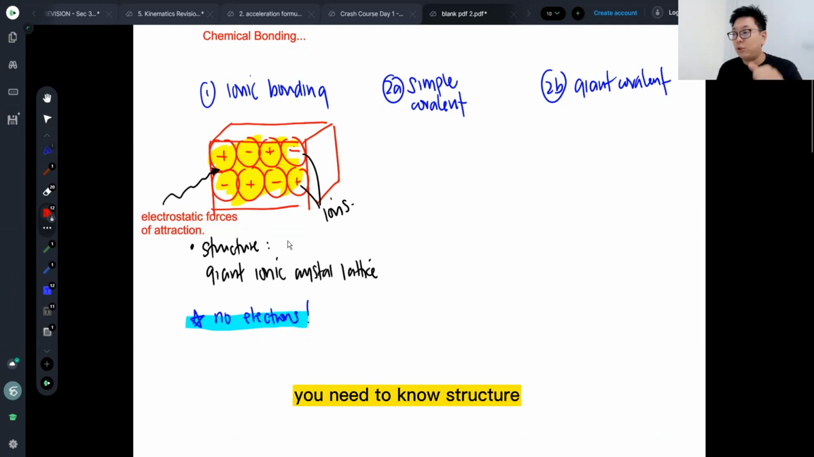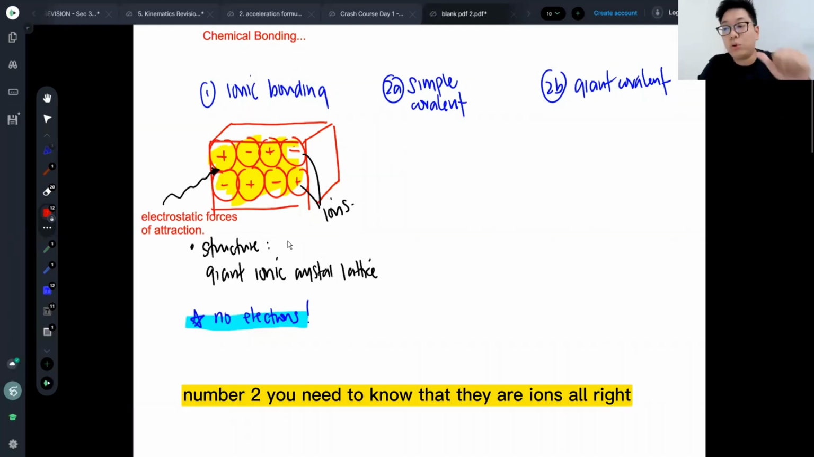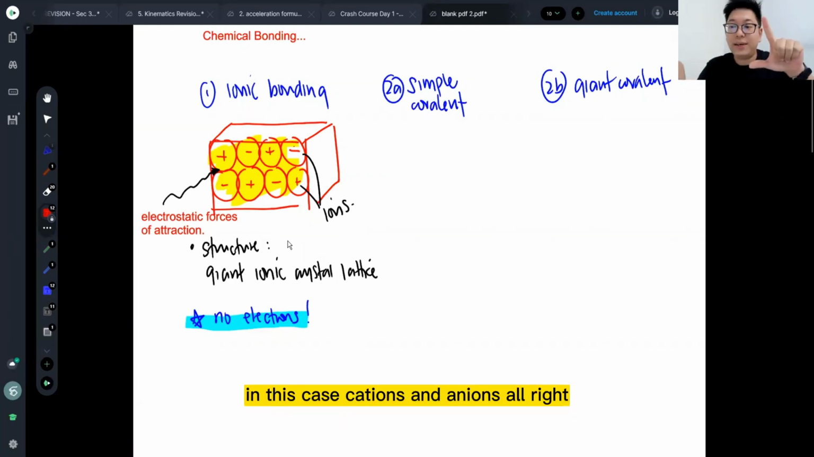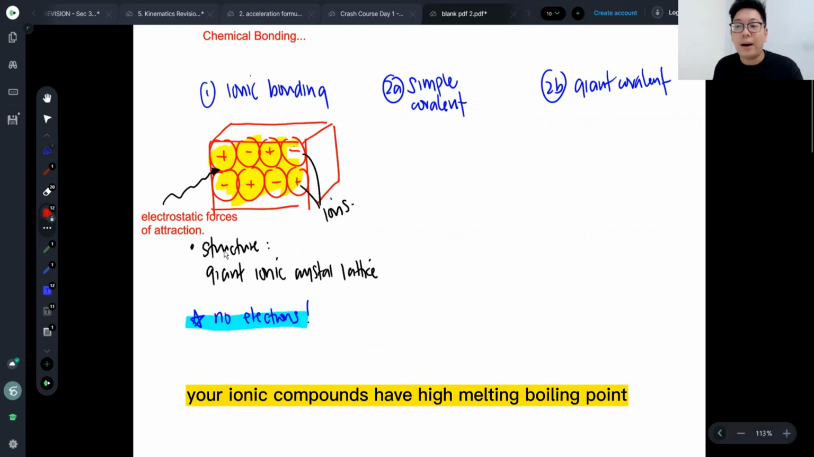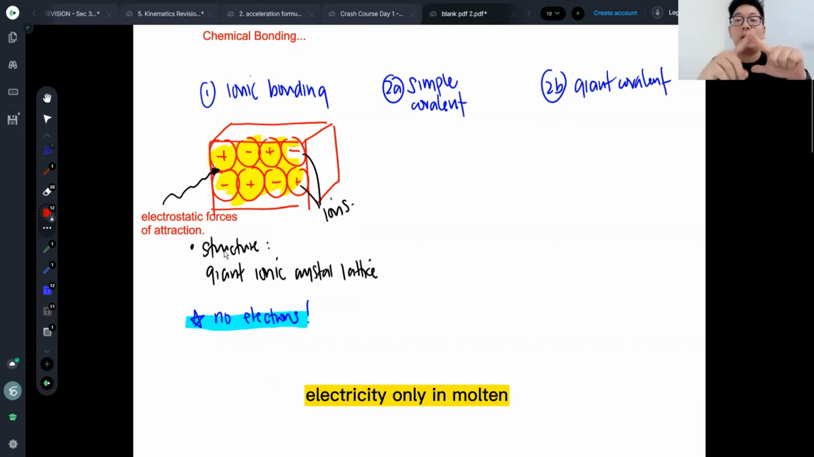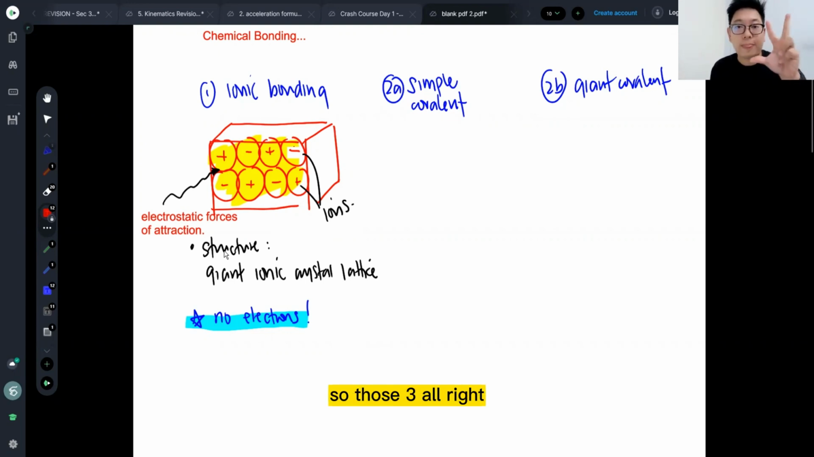Number one, ionic compound, you need to know structure. Giant ionic crystal lattice. Some schools do giant crystal lattice. Number two, you need to know that there are ions, in this case cations and anions, and they are held together by electrostatic forces. How come by electrostatic? Because opposites attract. Because of this, your ionic compounds have high melting and boiling point. They conduct electricity only in molten state because you have free moving ions, or aqueous state, and they are of course soluble in water. So those three.